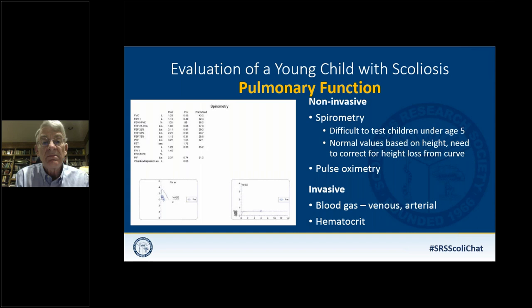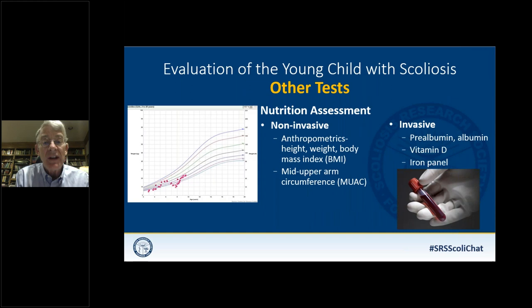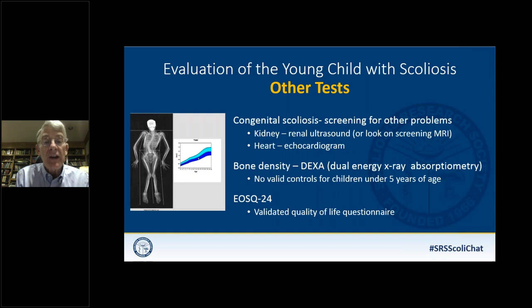Other tests can be measuring the height, weight, body mass index, and for nutrition, their mid-upper arm circumference, and sometimes, particularly if planning a big surgery, checking some other factors like prealbumin and so on, but that requires a blood test as well. Next slide, please. Then, as Dr. Vitale talked about, in congenital scoliosis, there can be other problems. And a renal ultrasound is good for congenital scoliosis, or sometimes a screening MRI can pick that up. Echocardiogram. In some cases, bone density is an important consideration, but there's no valid controls for under age 5.